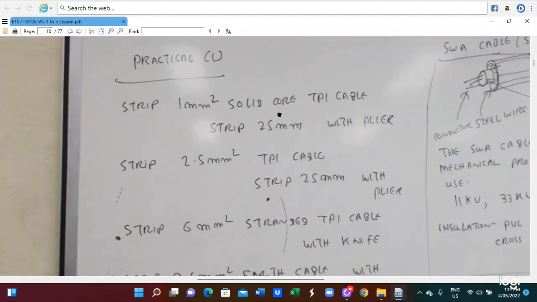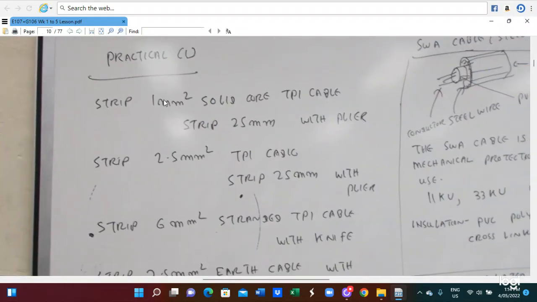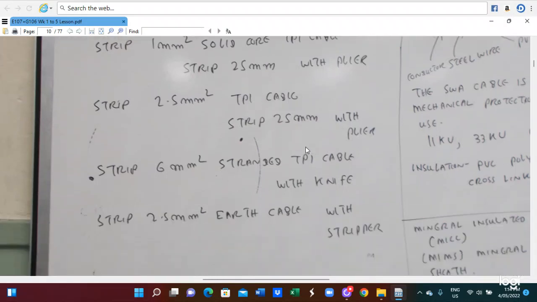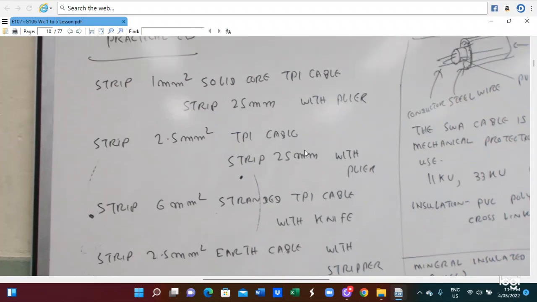So now we have to do the practical wiring. You need to strip the 1 millimeter square solid TPI cable, stripping 25 millimeters with the pliers. Strip the 2.5 millimeter square TPI cable, 25 millimeters with pliers. Strip the 6 millimeter square standard TPI cable with a knife, and strip the 2.5 millimeter square cable with a strip bar. So these are the ways to do the terminations.